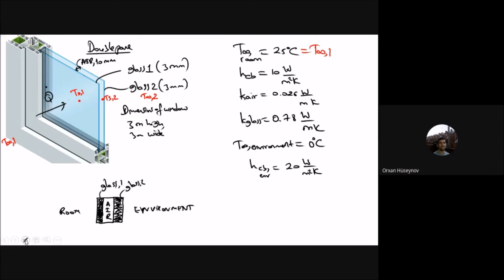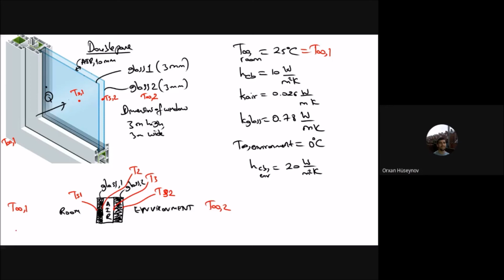Let's show the resistance concept now. For the room, let me write the temperature values here too. This one is TS1, here you have T2, and here T3, actually TS2, and here you will have T infinity 2, and here T infinity 1.